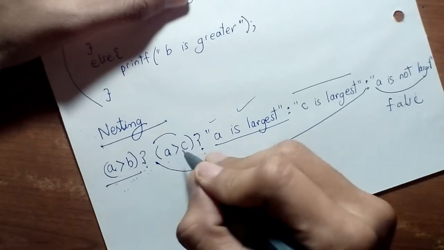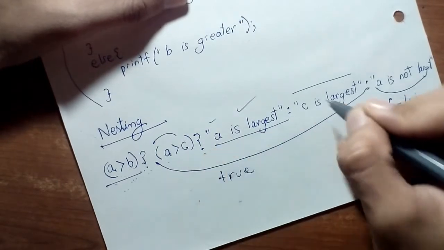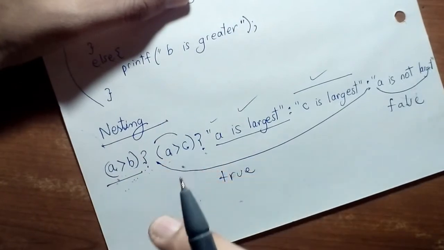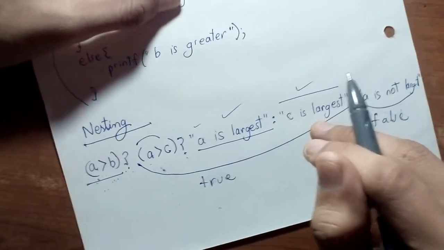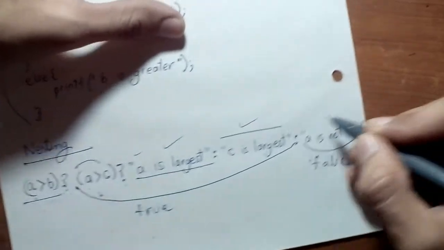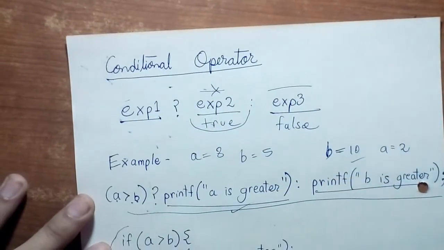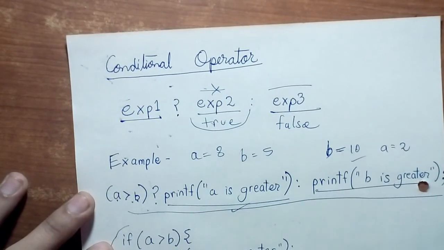But if a is not larger than c, then we come to know that c is largest, because a is greater than b. But if a is less than c, then we know that c is the largest. Now if the outer condition is false, we'll directly print that a is not largest, because we will not know which one is the largest. So this was it all about conditional operators and conditional statements, if else. Thank you.